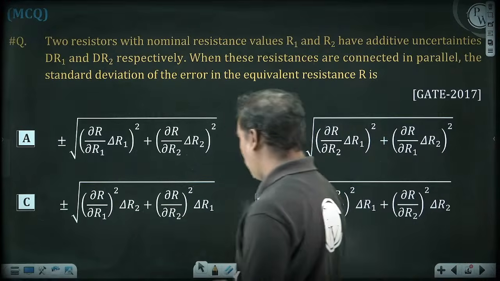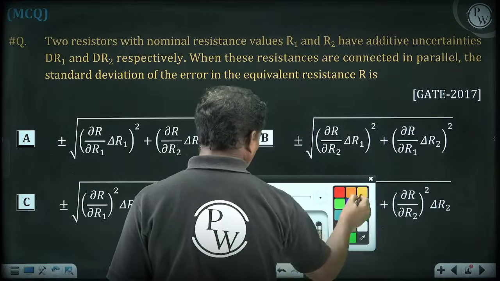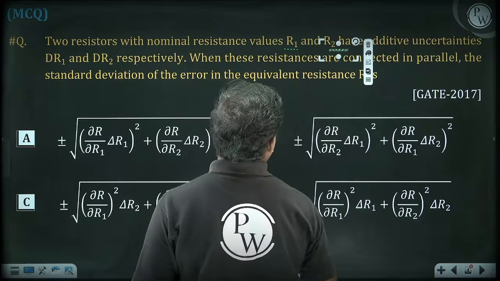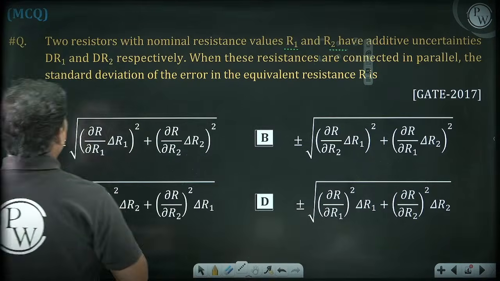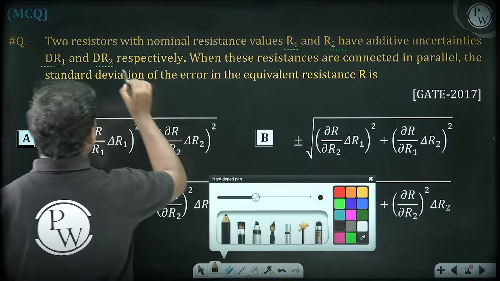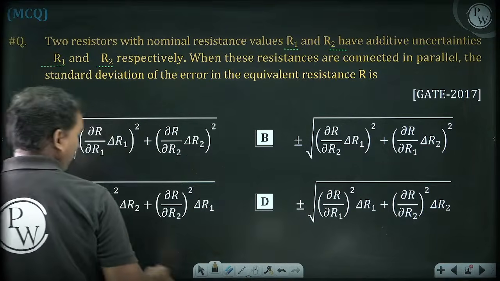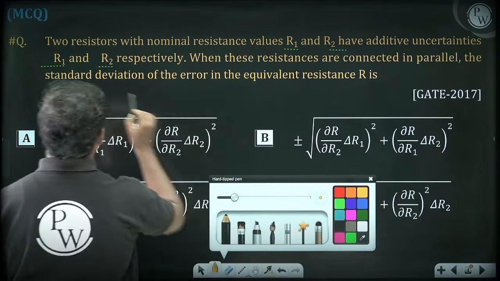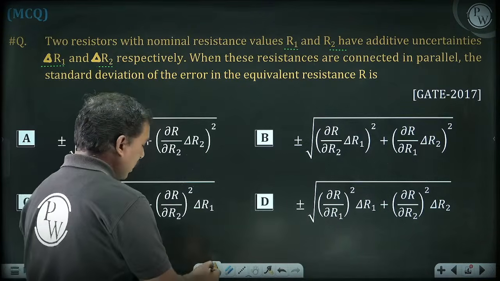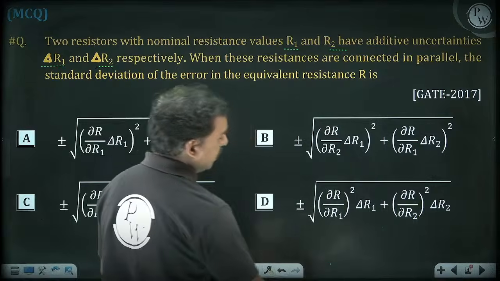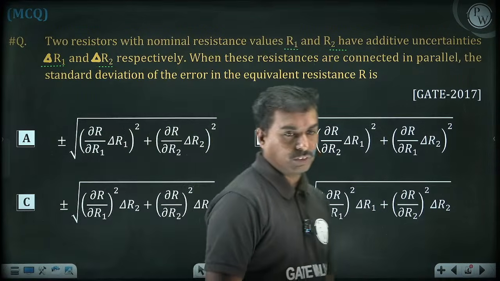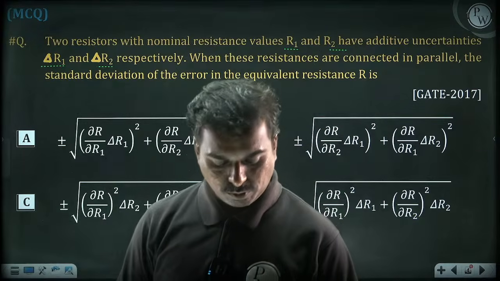Two resistors with nominal resistance values R1 and R2 have additive uncertainties of del R1 and del R2. It's a printing mistake, so this is del R1 and this is del R2. The values given here are delta R1 and delta R2 respectively. When these resistors are connected in parallel, the standard deviation of the error in the equivalent resistance R is dash. So can anybody answer this question?